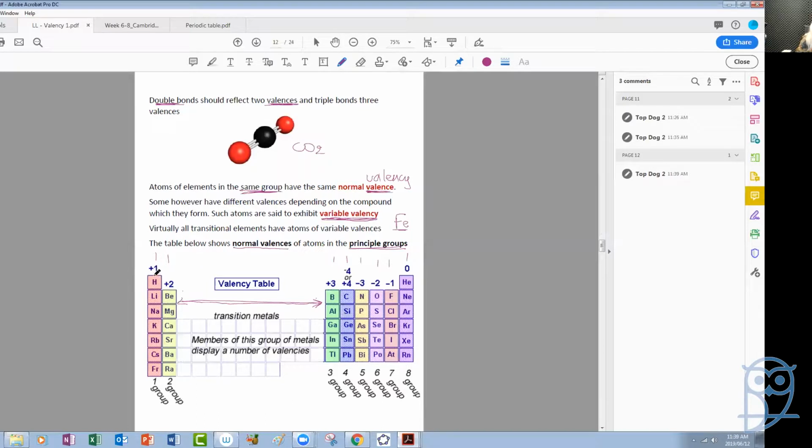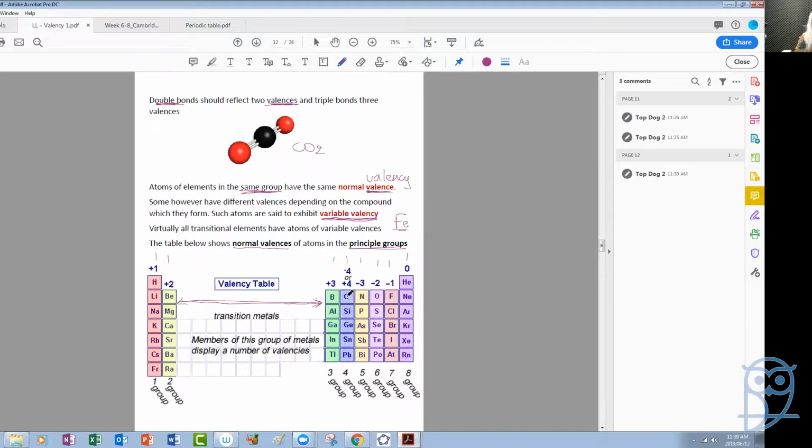So this table here now, roughly, shows the normal valencies of atoms in the principal groups. So we see that all the atoms of the elements of group 1 are assigned a positive valency of +1. Group 2 have a valency of 2. Now the group 13, or the old group 3, these atoms here have valencies of 3.